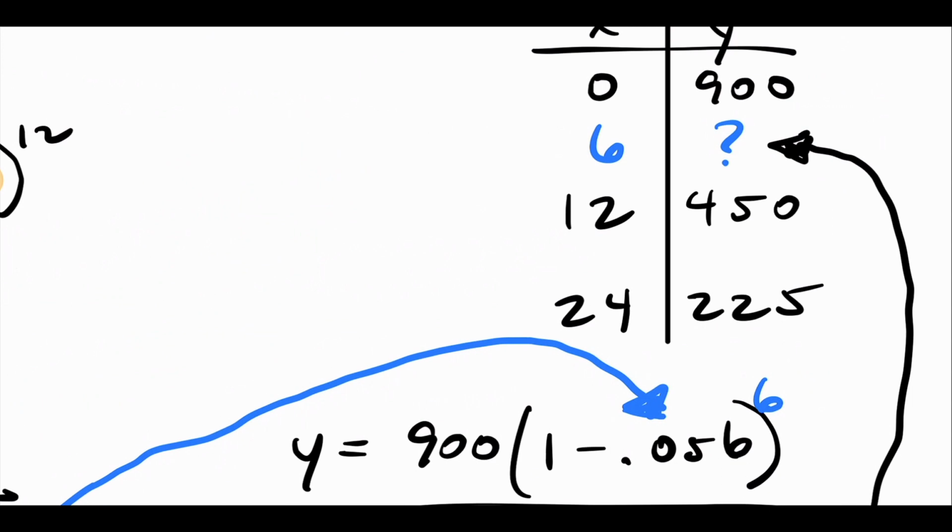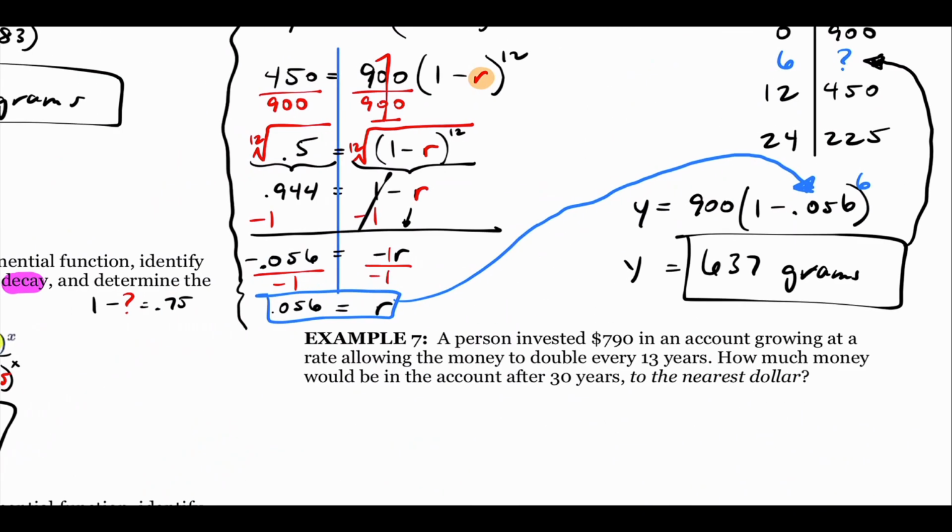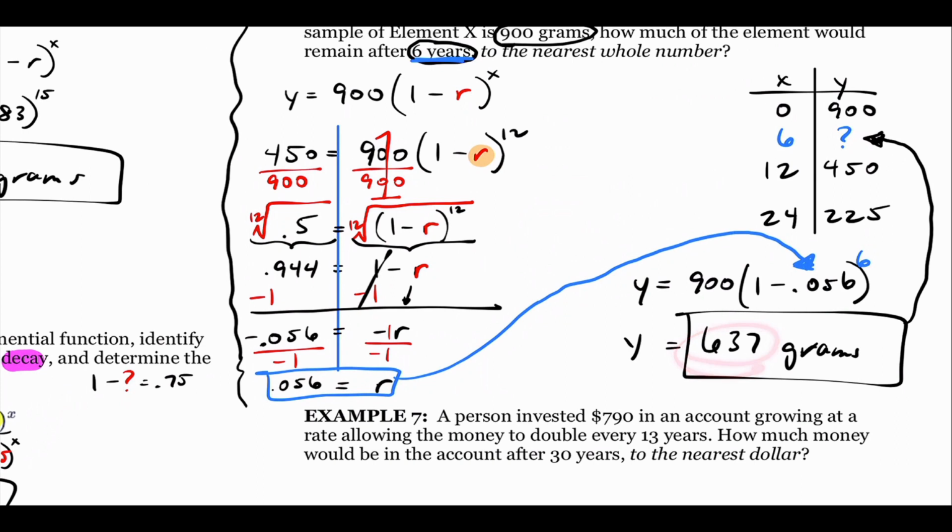Yeah, because they're going down, right? So if I go down 6, I'm going to get a little smaller. If I go down 12, I'm going to get a little bit smaller, a little bit smaller. It fits. If this number here, I got like 1,000 something, then I know I did it wrong because it's supposed to be going down. Or if I got like 130, I know I did something wrong because it should be between these two numbers. It should be between 900 and 450. Okay.